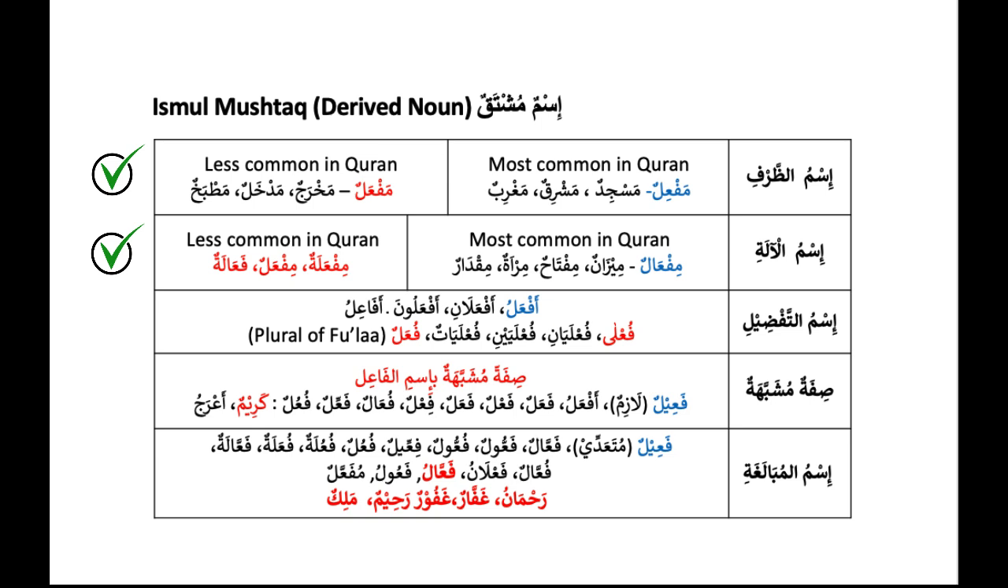Please look at the patterns of Ismul Zarf and Ismul Ala. Both of them start with mim. One will have maf'ilun, mim with fatah. Ismul Zarf will start with ma, and Ismul Ala will start with mi. Maf'ilun, mif'alun. It will be very useful if you can remember this.